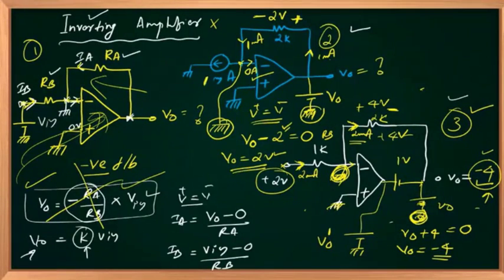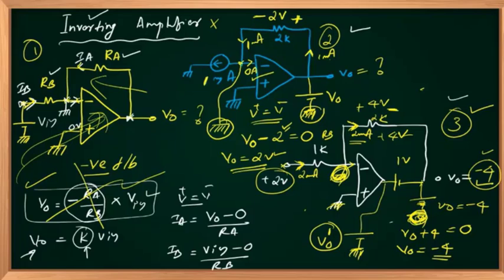This is V out. V out, we got it as minus. So what about V out dash? This is at ground. This is also at ground. So I'm going to write KVL, Kirchhoff voltage law.